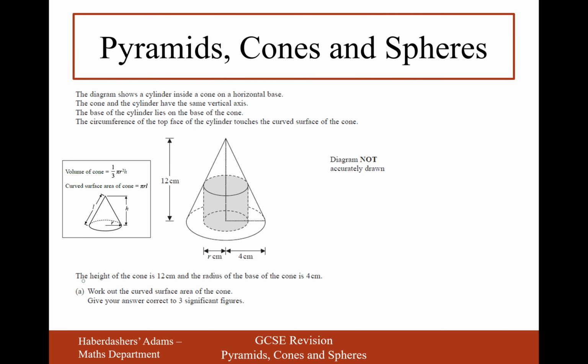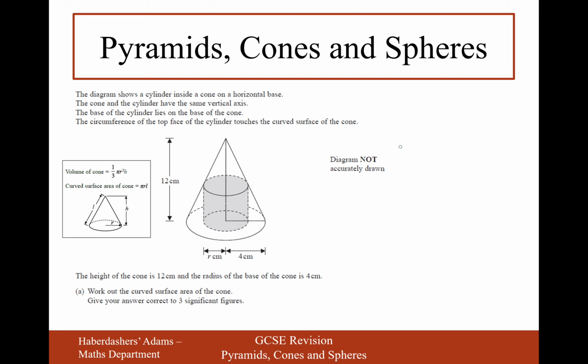Right then, so the height of the cone is 12 centimeters and the radius of the base of the cone is 4 centimeters. The question we need to start off with first is the curved surface area of the cone. So nothing to do with the cylinder yet, we'll come on to that in part B.